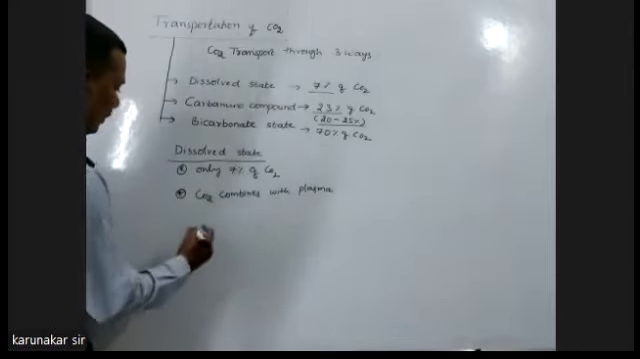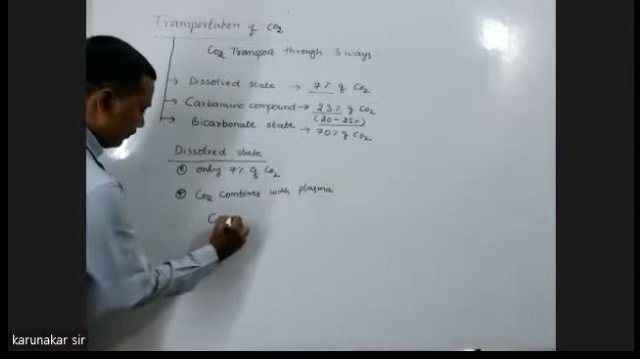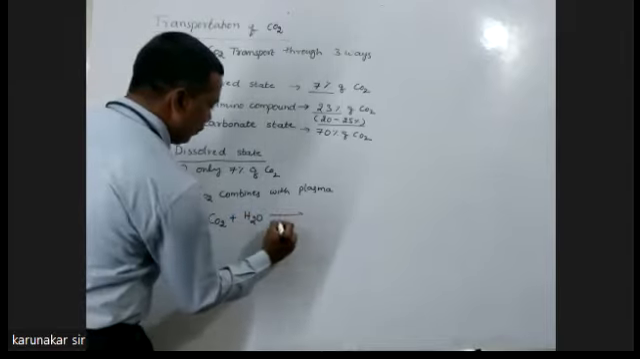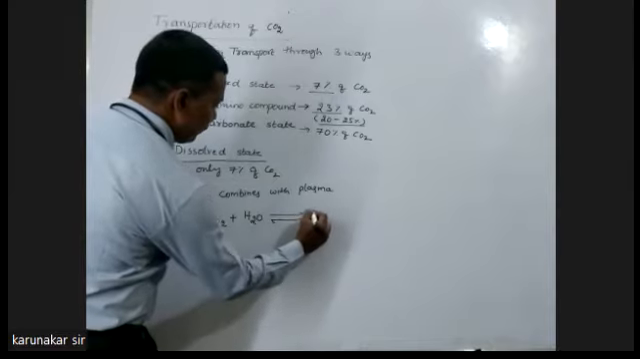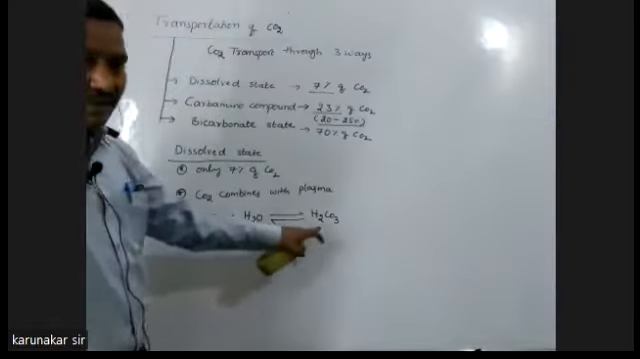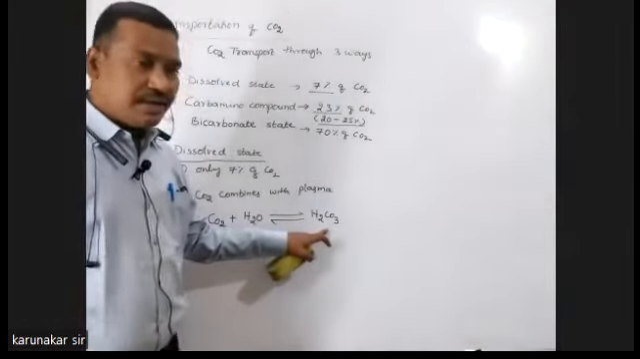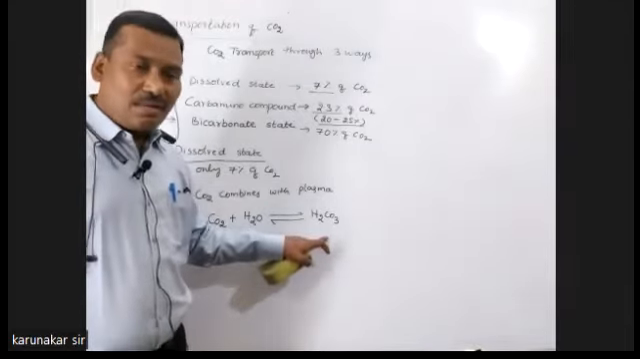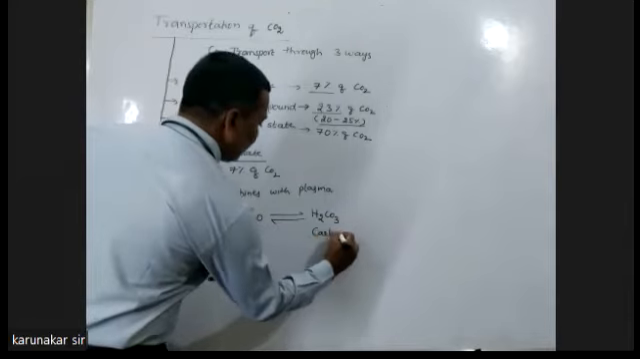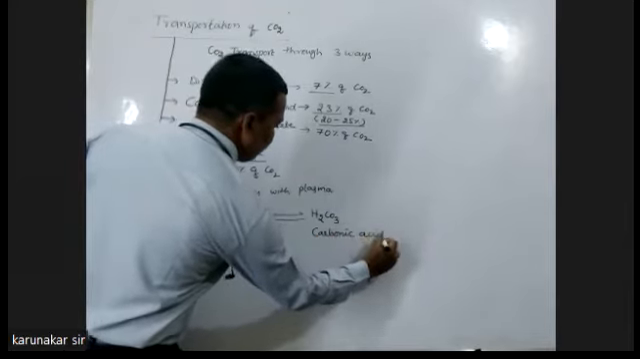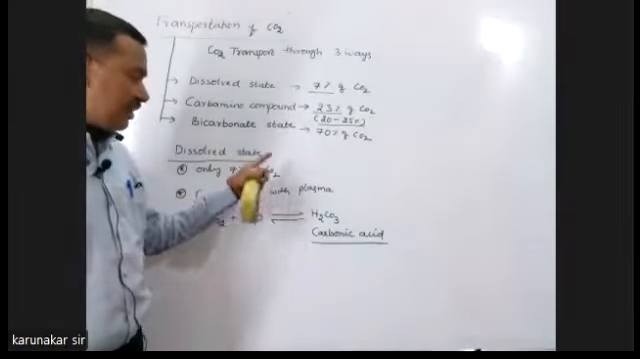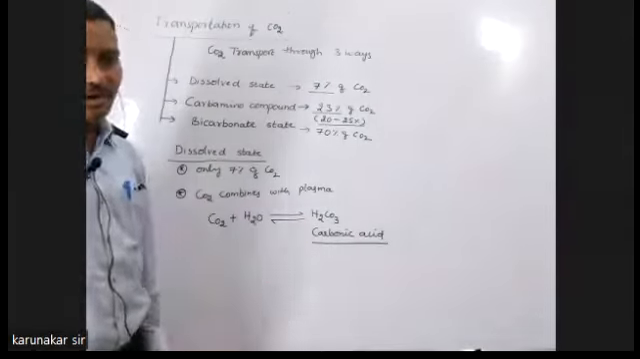How is it combining? Here you can take CO2 combines with H2O and develops into H2CO3. H2CO3 is carbonic acid. Through this method, the carbon dioxide is transported in our body.